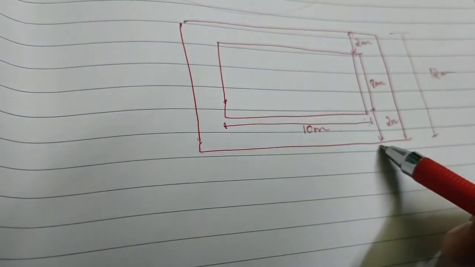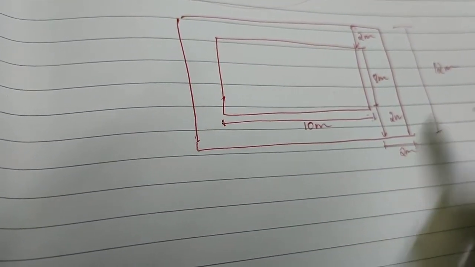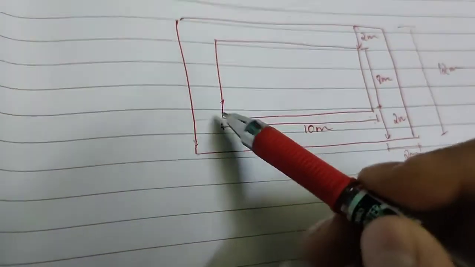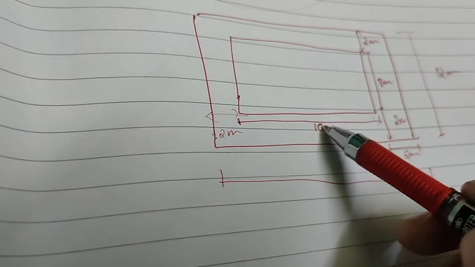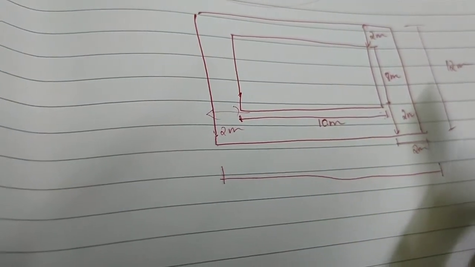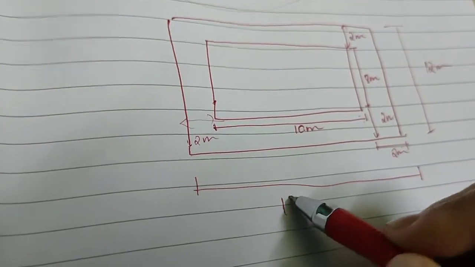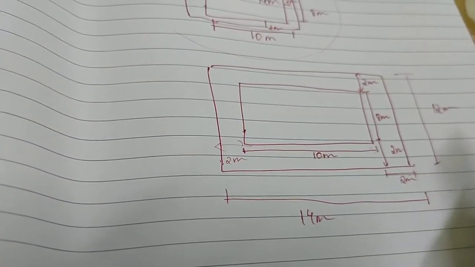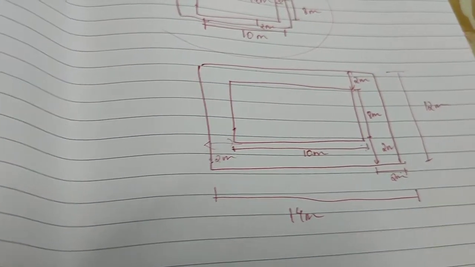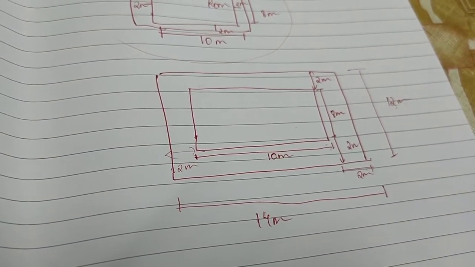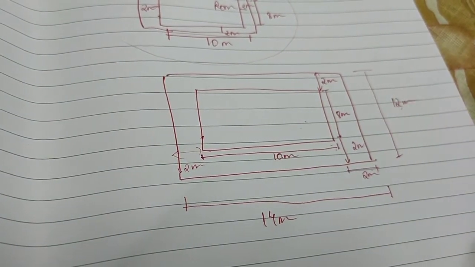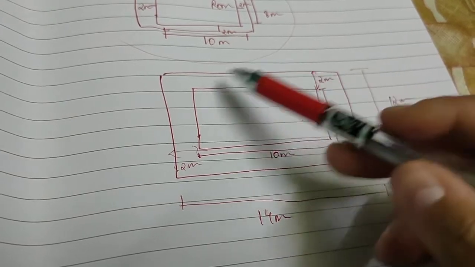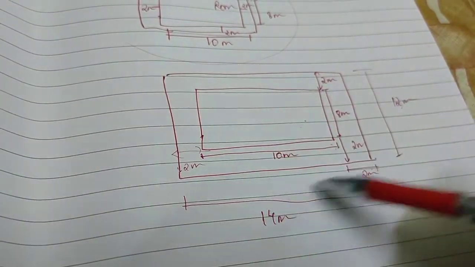This is 10 meter, and this portion is also 2 meter wide, and this side is also 2 meter wide. So this length will become 10 plus 2 plus 2, that is 14 meter. The length will become 14 meter and the breadth will become 12 meter for the room together with the veranda, that means for this whole region.